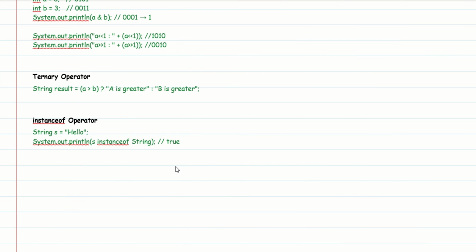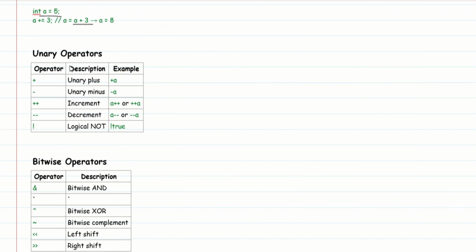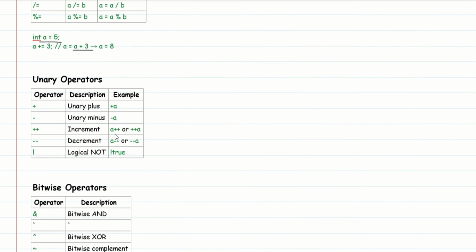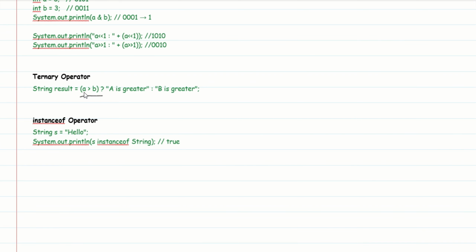Instead of using if else, what you can do is you can have a condition here. The same thing we have seen during relational operators. If A is greater than B, then the value will be A is greater, otherwise B is greater. So it will check the condition. Based on the condition, if it is true, the first value will be added, otherwise the second value is added.